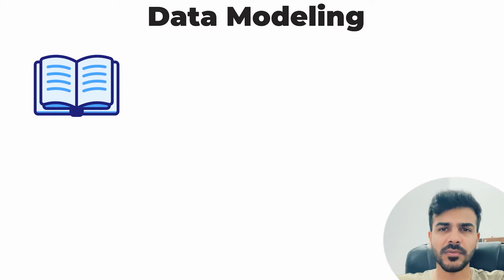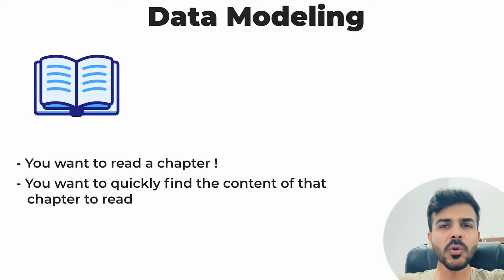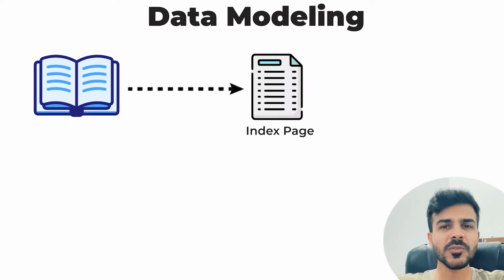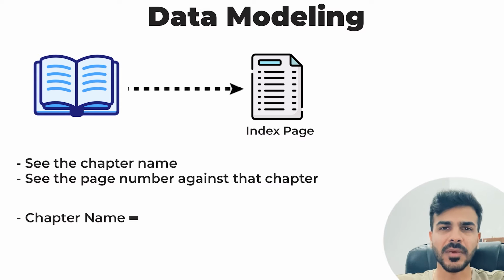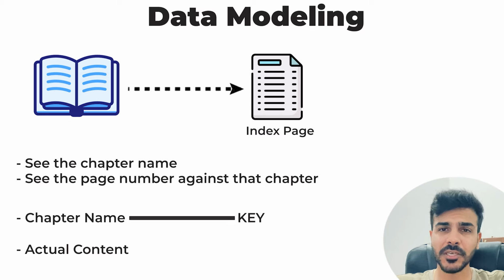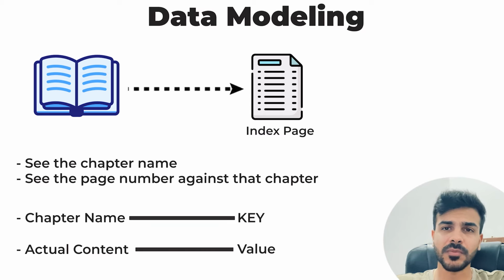Let's say you have a book. You want to read a chapter. You want to quickly find the content of that chapter to read. What will you do? You'll go to the index page of that book, see the chapter name, see the page number against that chapter, and then quickly go to that page. So that chapter name is like a key. The actual content of the chapter that you're going to read is like the value.